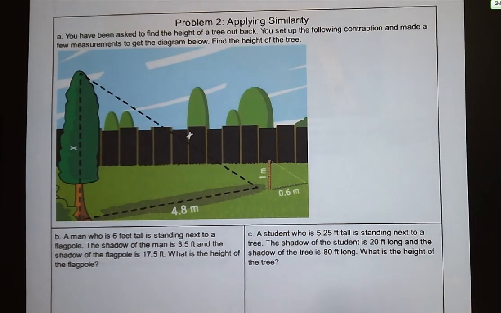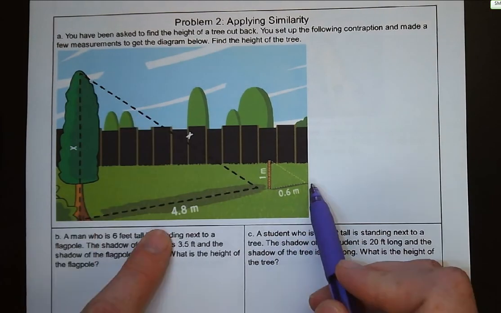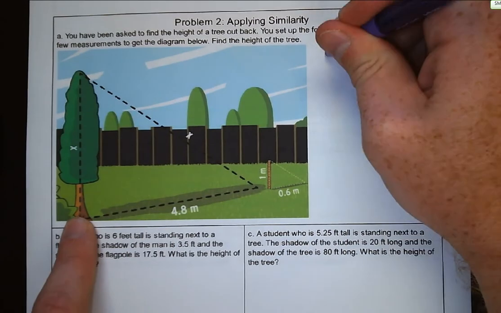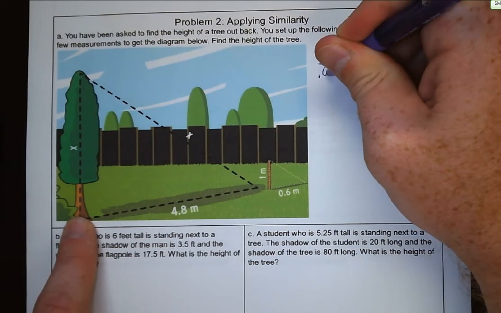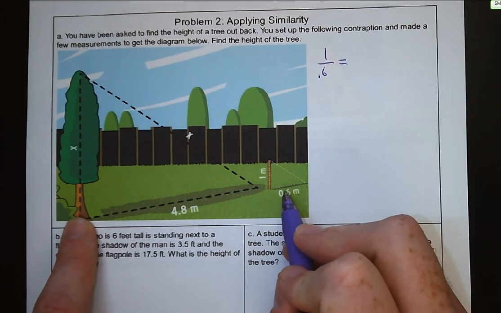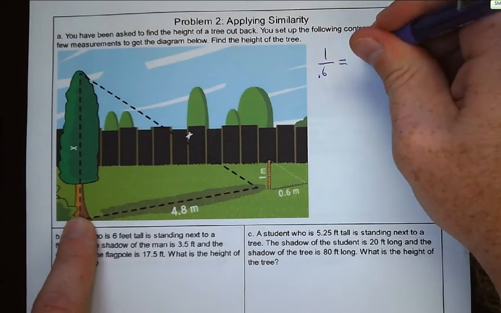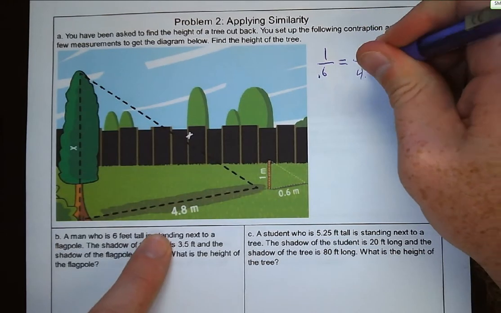So I see I have two similar shapes. They're both triangles that have shadows. So I can say that 1 over 0.6 is equal to x, our height, over 4.8.